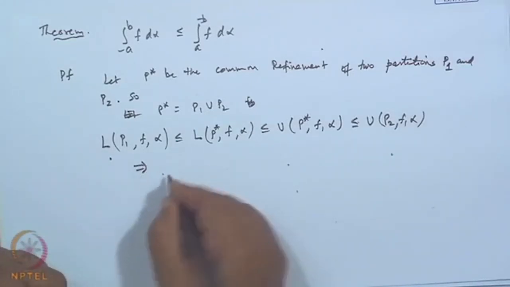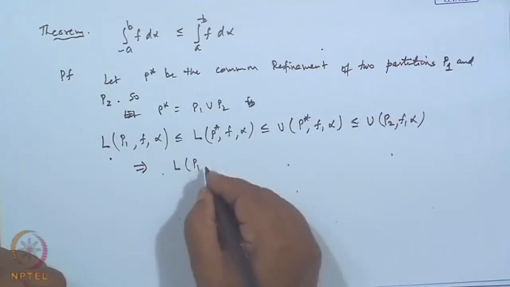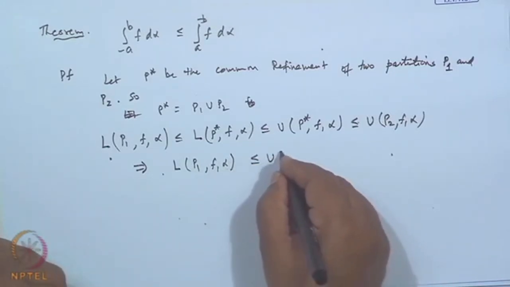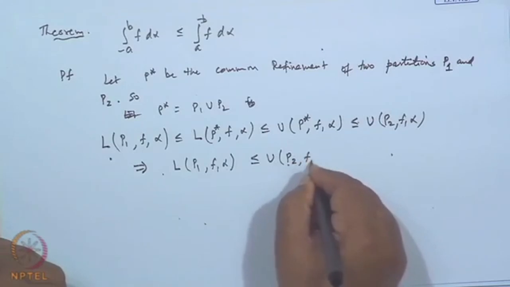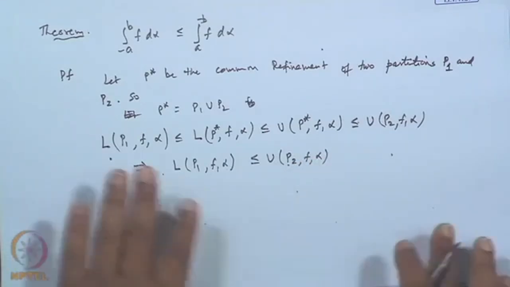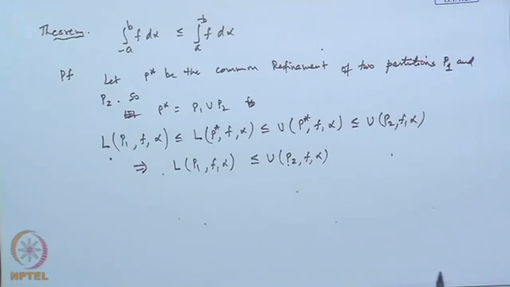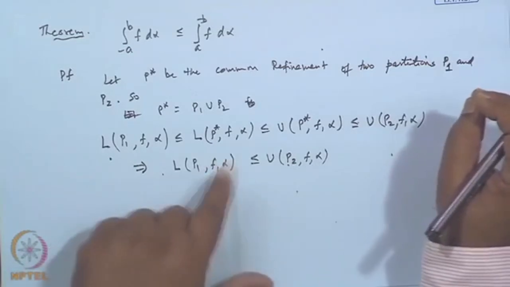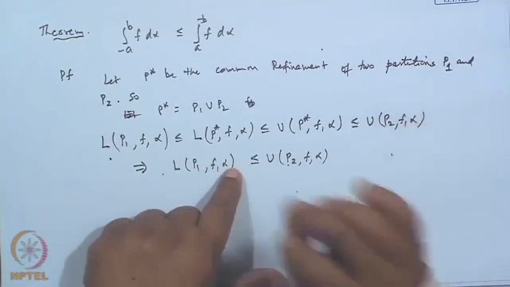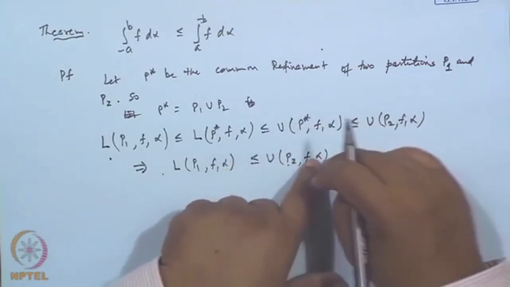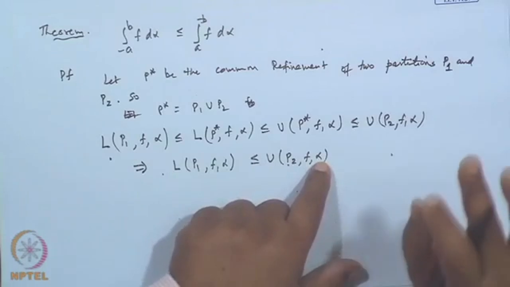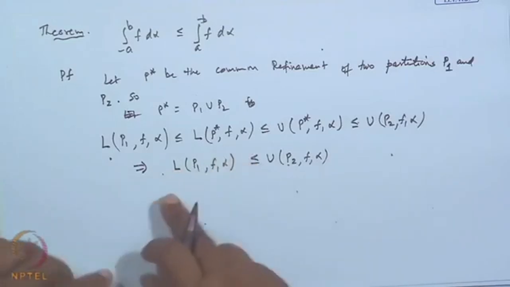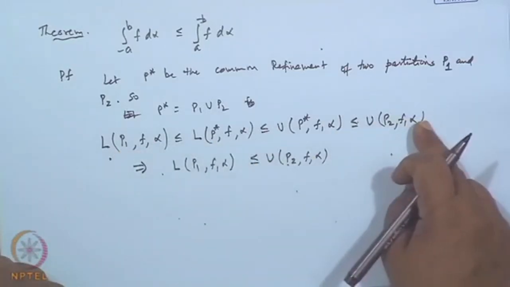This implies that the lower sum with respect to the partition P1, f, alpha is always less than or equal to the upper sum with respect to the partition P2, f, alpha. It means if we take any two arbitrary partitions P1 and P2, with function f fixed and alpha fixed, then the lower sum of f with respect to alpha will always be less than or equal to the upper sum of f with respect to alpha, whatever the partition you choose. For the same partition, this is true, but for arbitrary partitions also, we have shown that the lower sum is always less than or equal to the upper sum.